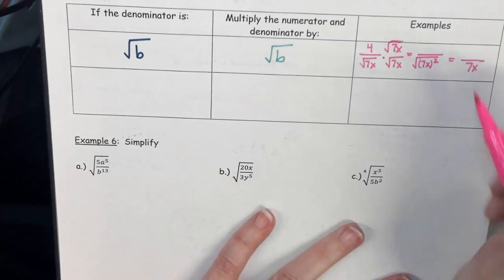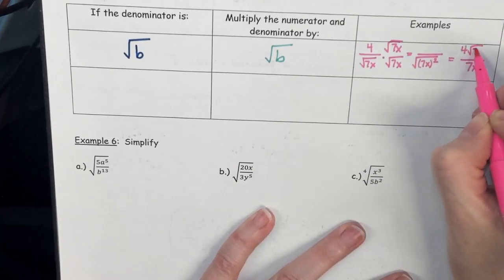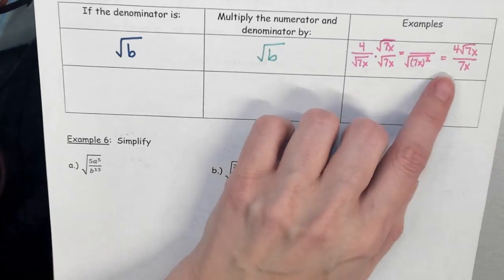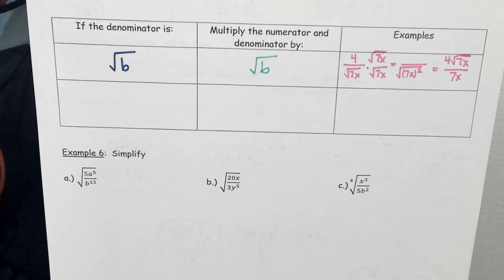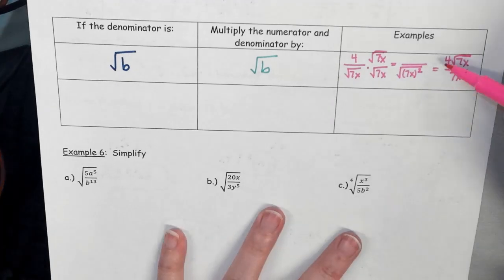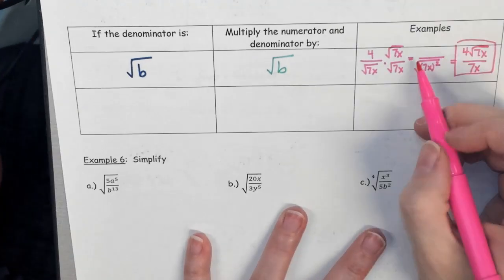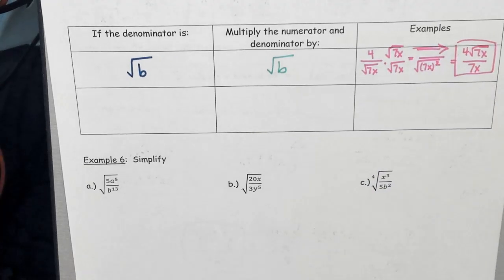Okay, on top, you're just going to multiply 4 times the square root of 7x. Why can't I cancel anything out here? Yep, one's under the radical, one's not. Okay, so I have to do what's inside the radical before I could do any division. Okay, so this would be your final. And just bring that over.